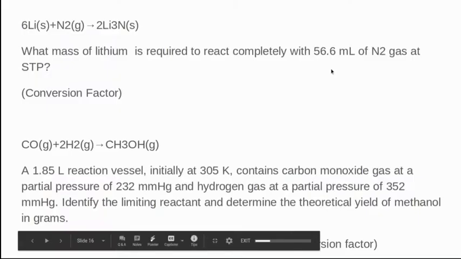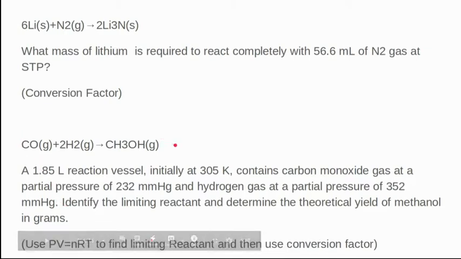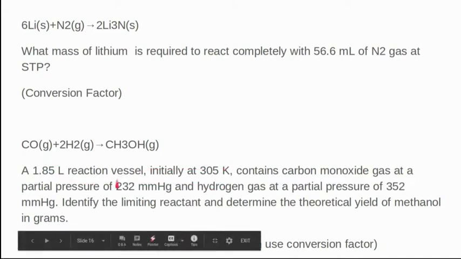Okay, so for the final problem on here, we're given our formula, and we're saying we're given the volume, we're given the temperature, and we're given the pressures of both of the reactants. We need to first find the limiting reactant.